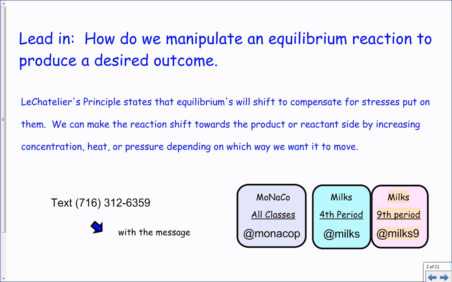Lead in: how do we manipulate an equilibrium reaction to produce our desired outcome? Le Chatelier's principle states that, basically, that dynamic piece we had from last homework, if an equilibrium is dynamic and always changing, if I stress it in any way, like add product or add reactant, it will respond dynamically to relieve that stress. Okay?